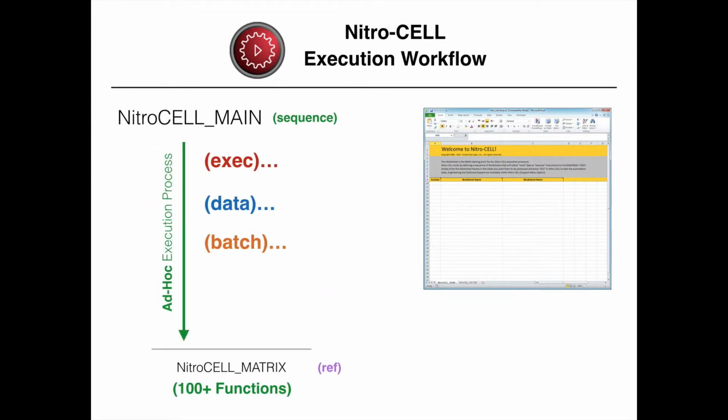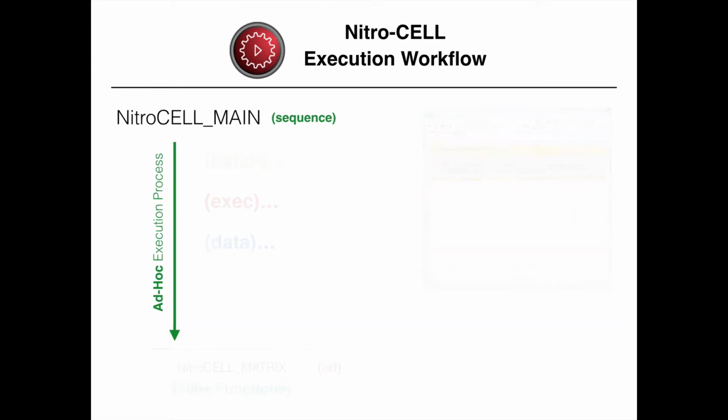The Nitro-CELL main sheet is really where the overall kind of architecture of your automation will occur. And it can be comprised of 3 different worksheet types: an execution worksheet, a data worksheet, which just sends data to your models, and a batch worksheet. The batch worksheet basically is just a glorified loop that allows you to kind of run through different things with the same process. You can reorder these at any time, and you can organize them in any which way you want to. It's a very ad hoc process.